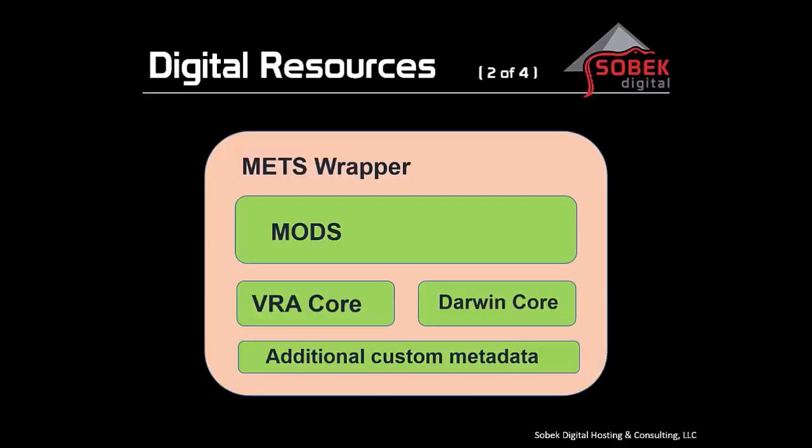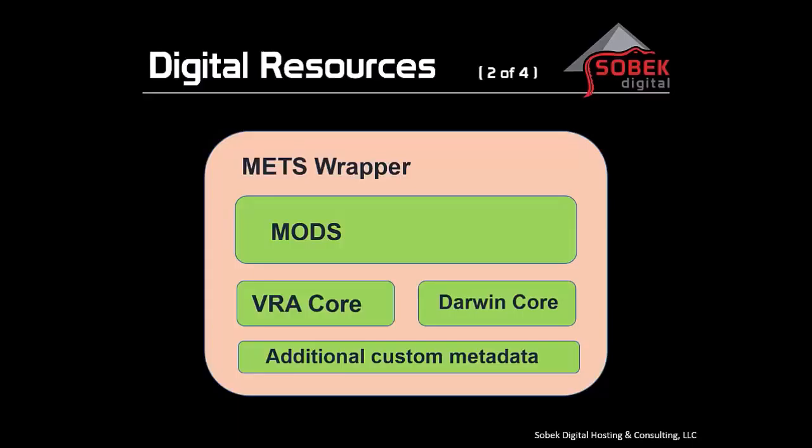So digital resources, we talked about their main identifiers. Digital resources are wrapped in a METS package. SobekCM is extremely standards-based, so everything ultimately is a METS wrapper. You can swap out the main field, so we have MODS listed here. 99% of the time it is MODS. You can also use Dublin Core in there, or you could actually use MARC XML.